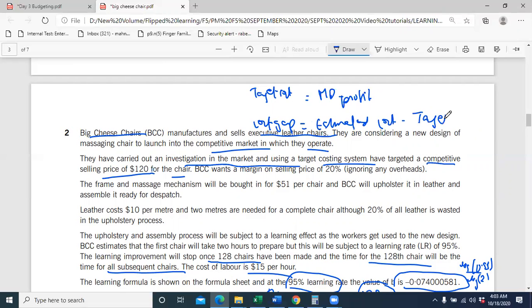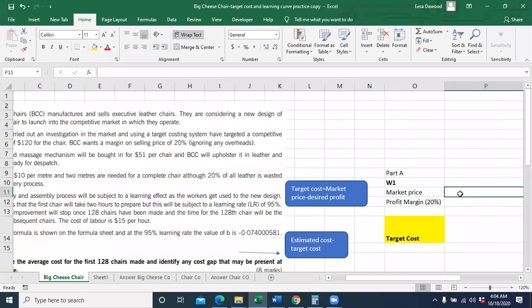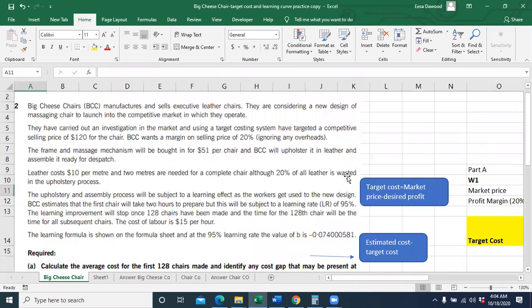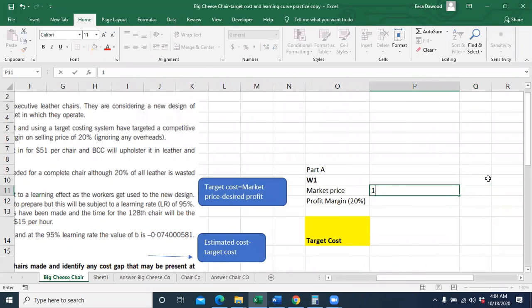Okay, so in order to find the cost gap, which is basically the difference between estimated cost and your target cost, first of all you need to calculate your target cost, and here it's margin of 20%. Okay, now BCC wants a margin on selling price of 20%, and market price here is 120. So what would be the margin? First, working here, I need to calculate since market price here is 120. Okay, the market price is 120.